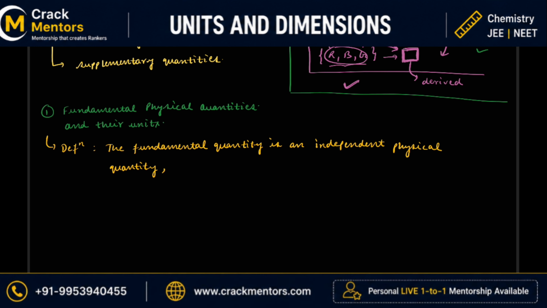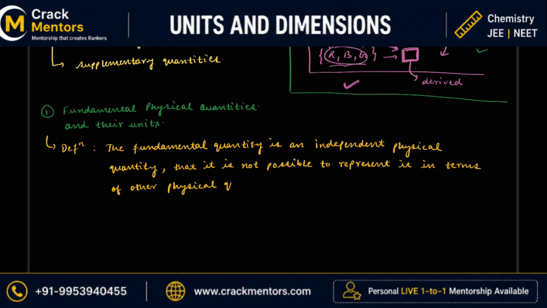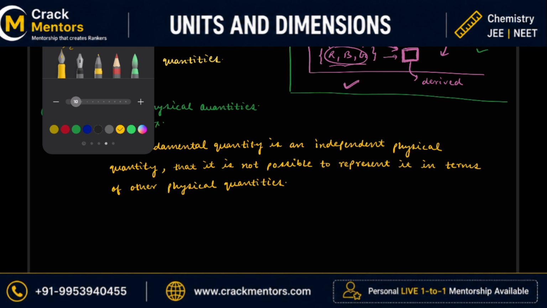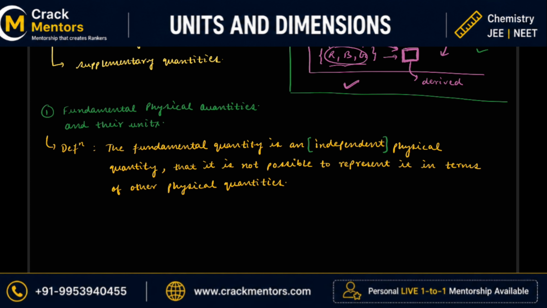What it says is it is not possible to represent it in terms of other physical quantities. That's what the definition says. Again, let me explain it. Any fundamental quantity is an independent physical quantity. Please focus more on the word independent, I will explain it as well. What it actually means is that it is not possible to represent that quantity in terms of other physical quantities.